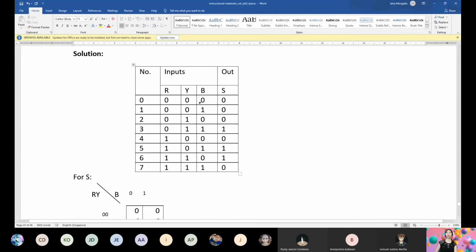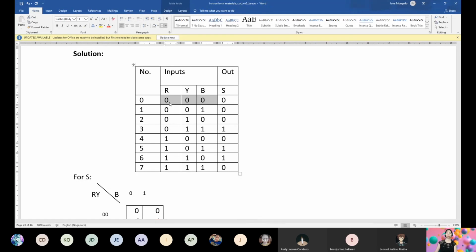Okay, so let's see. So therefore, we have 0 for this input combination, 0, 0, 0. And again, when we have an input of 0, what is the status of the solenoid valve? Open or close?